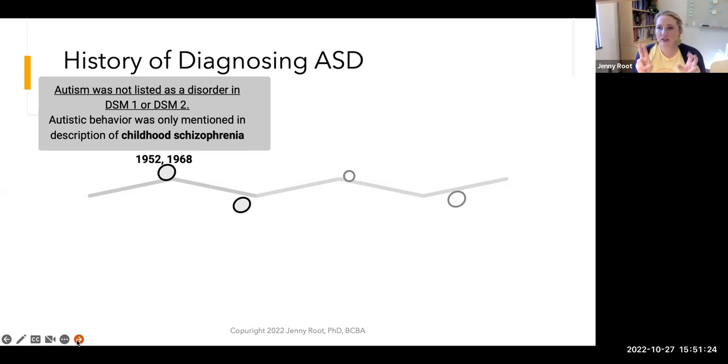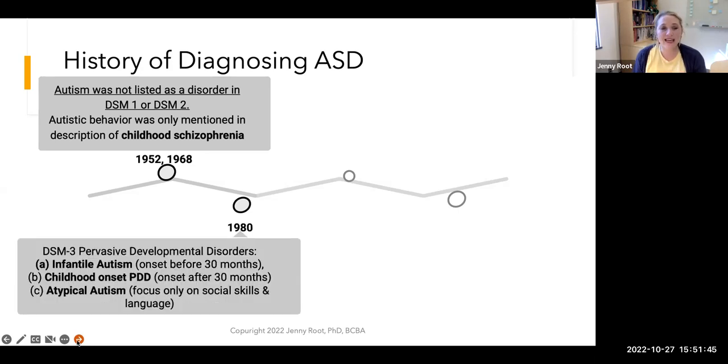There is no such thing as autism, right? So autistic-like behavior in the most extreme sense was mentioned in childhood schizophrenia. So many of these individuals were institutionalized or treated with the pharmaceuticals that we had available at the time. In 1980, the DSM-3, this was the first time that autism was officially a thing we could call it.